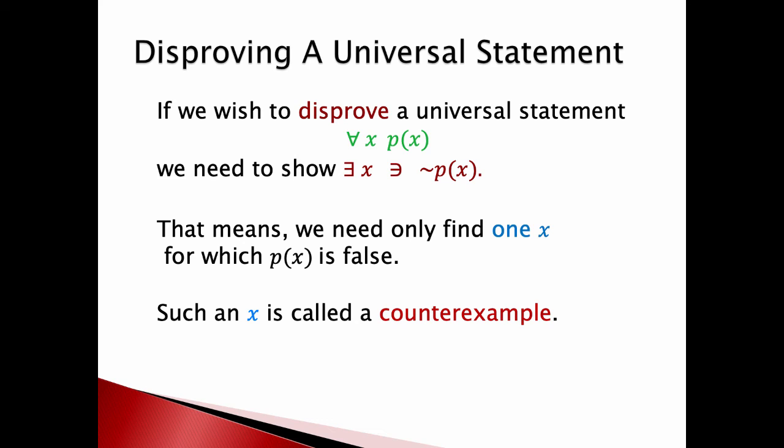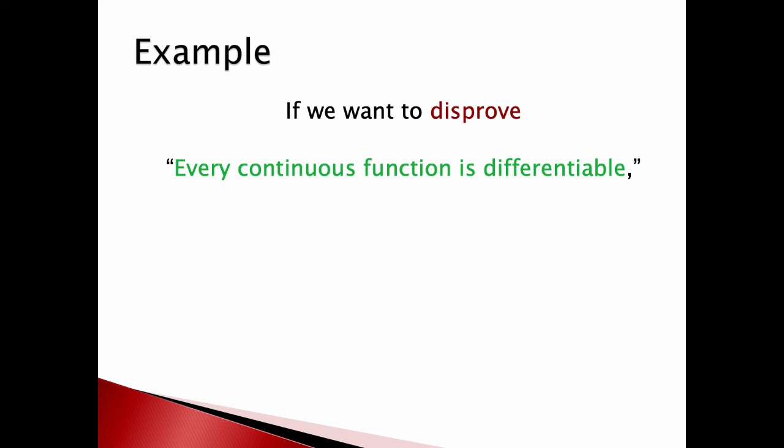So to disprove a universal statement like for all x, you're not proving it, disproving it, then you just have to produce a counterexample. Find me one x where p is false. Here's an example. Suppose you want to disprove the statement that every continuous function is differentiable. Now, the other direction is definitely true. Every differentiable function is continuous. But this direction is wrong. Every continuous function is differentiable.